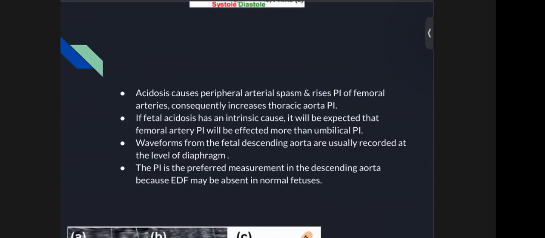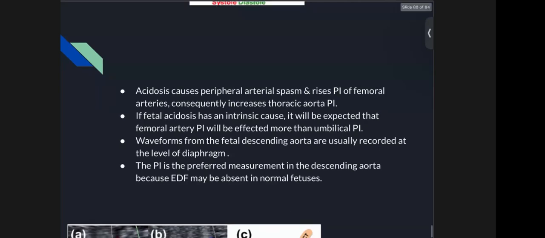Acidosis causes peripheral arterial spasm, raises PI of femoral arteries, and consequently increases thoracic aorta PI. If fetal acidosis has an intrinsic cause, it is expected that the femoral artery will be affected more than the umbilical artery. Waveforms from the fetal descending aorta are usually recorded at the level of the diaphragm. The PI is the preferred measurement in the descending aorta because EDF may be absent in normal fetuses.